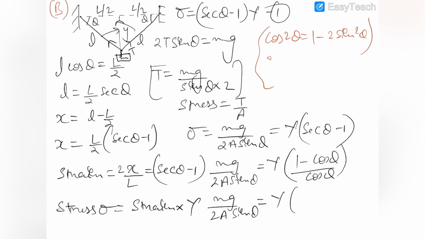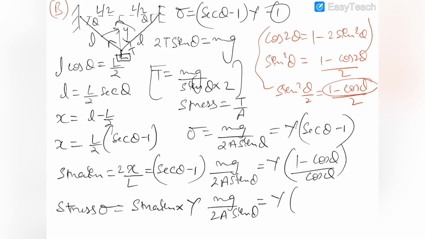So sin square theta will be equal to (1 minus cos 2 theta) by 2. So sin square theta by 2 will be equal to (1 minus cos theta) by 2. So I am writing down the value of 1 minus cos theta, which is 2 sin square theta by 2, and divided by cos theta.